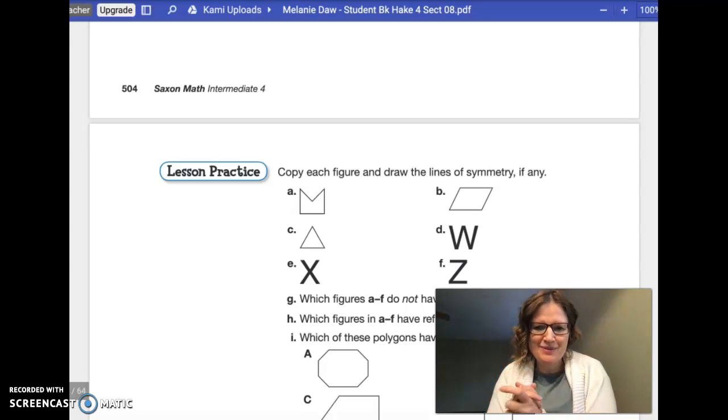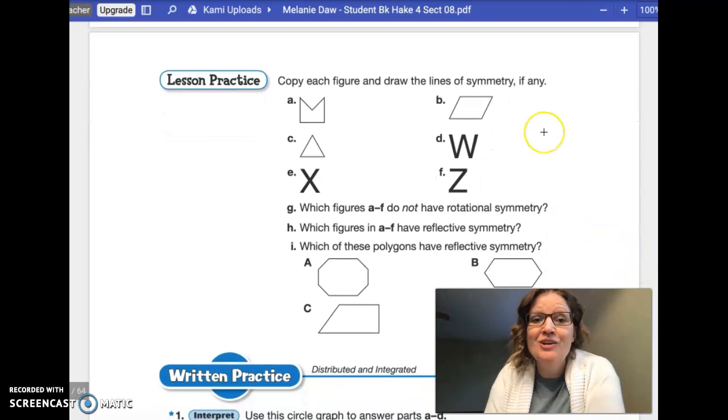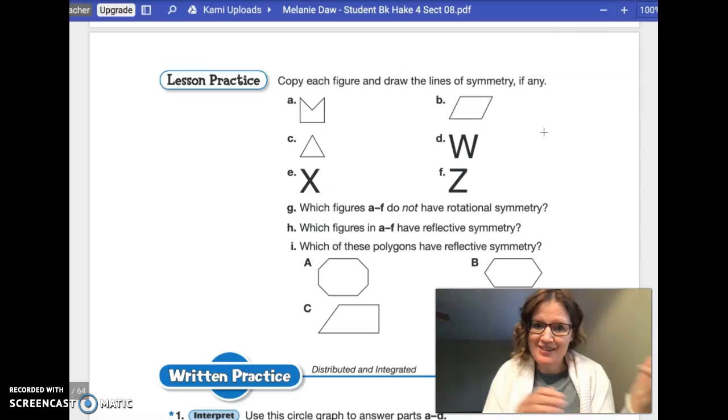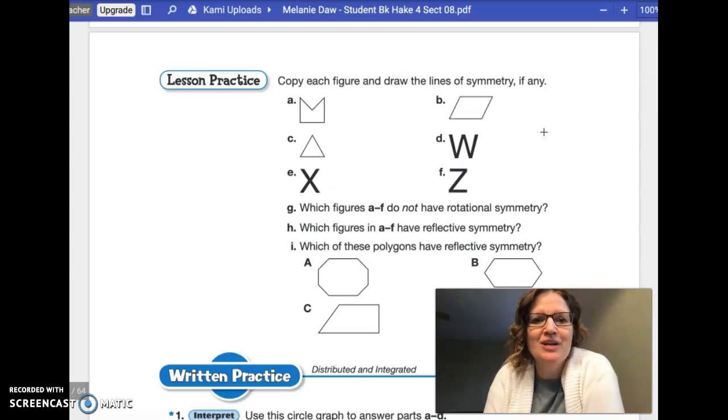We're talking about symmetry, and this is our practice. You're going to copy these into your book and then draw each line of symmetry. And I have my trusty little line drawer right now, and we're going to take it away from there. Here we go. This is our first shape, and I can see that this is symmetrical going down this way. And so that's our line of symmetry.